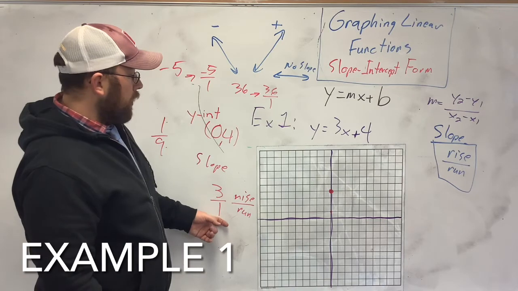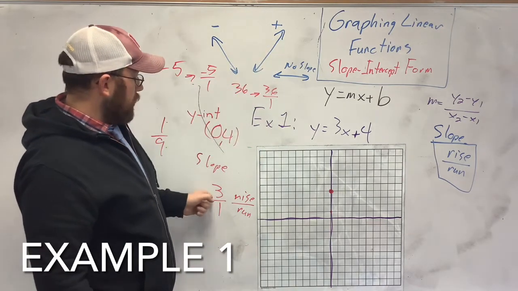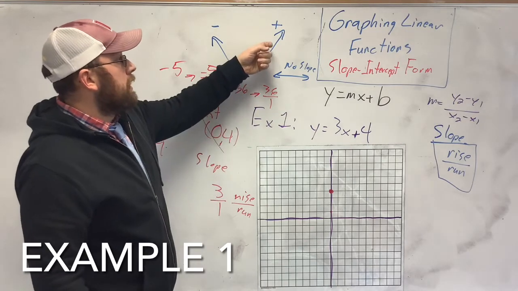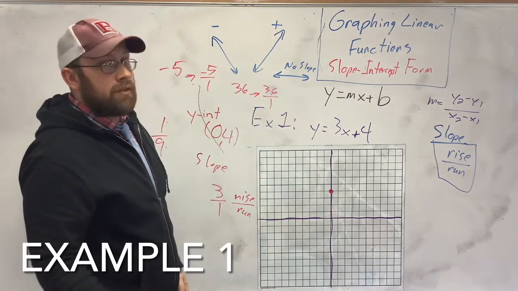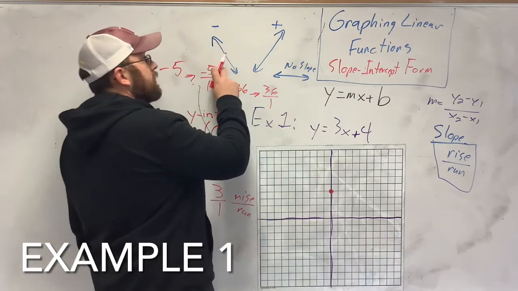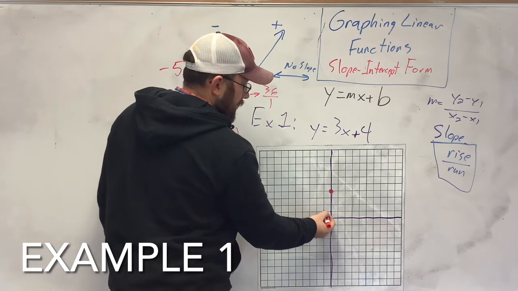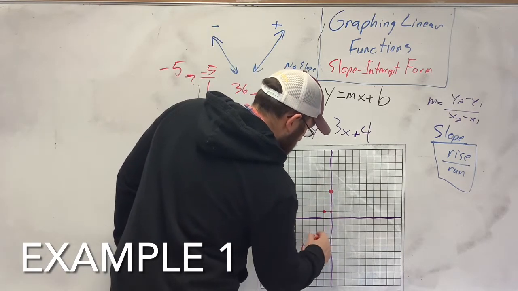When I run over 1, this depends on if it's negative or positive. My slope is a positive number, positive 3. So I want this line that I'm about to graph to look like this. Which way would I go? If I went to the right, that would make it look like this. So I want to go 1 over to the left. And then just connect the dots.